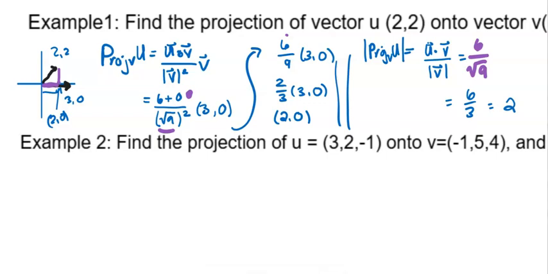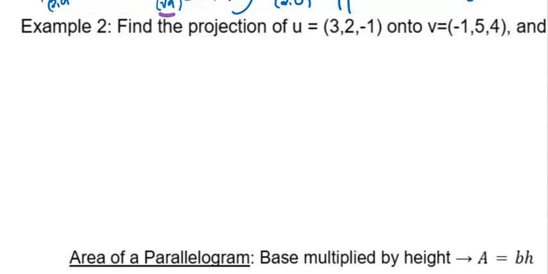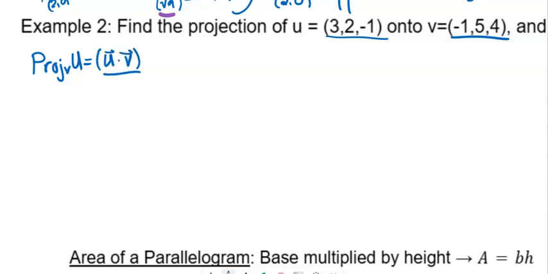Let's try an example in 3 dimensions. So I'm going to find the projection of vector u onto v. First thing I need to do is find the dot product. Then I need to find the magnitude of v. Then I need to multiply this all by the vector v. Okay, so first up, dot product, I'm going to go 3 times -1, -3. 2 times 5, 10. -1 times 4, -4.